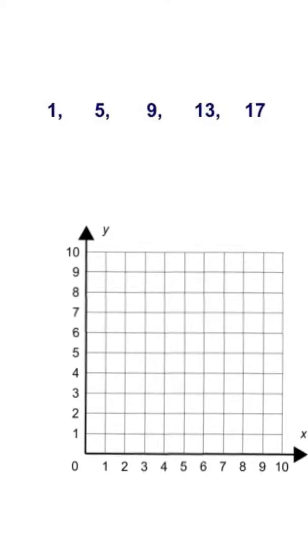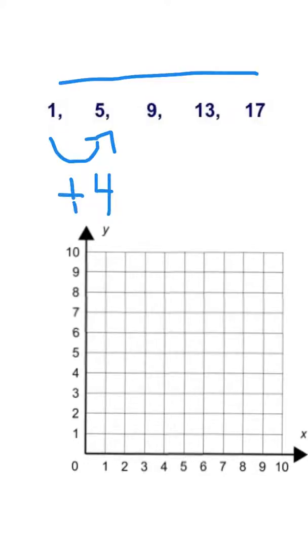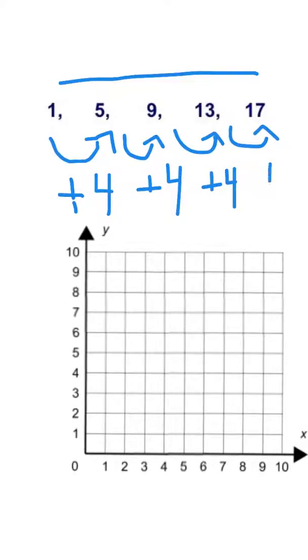So we've been looking at a sequence and trying to identify a pattern so far. So here's our sequence: 1, 5, 9, 13, 17. So what happened? How did I get from 1 to 5? Well, I added 4. How did I get from 5 to 9? Again, I added 4. How about 9 to 13? I added 4. And 13 to 17, I added 4. So that means my pattern is plus 4.